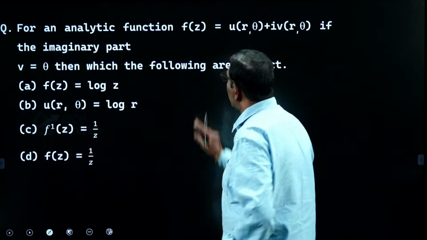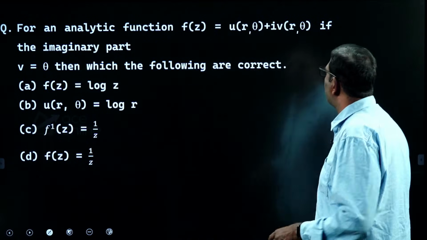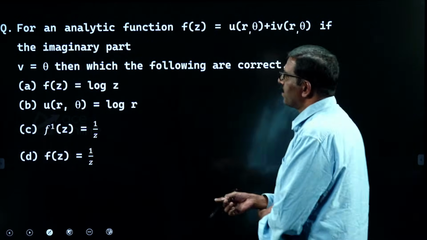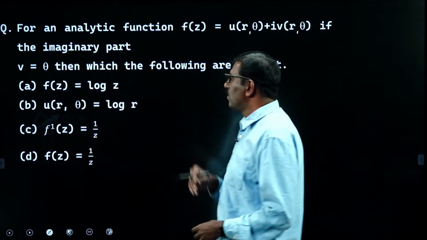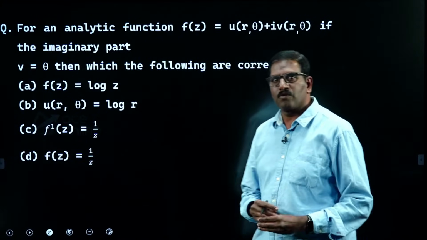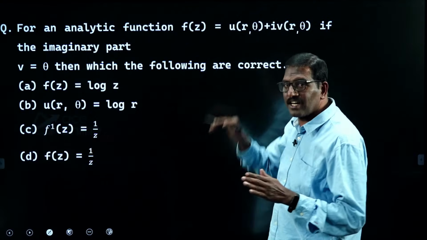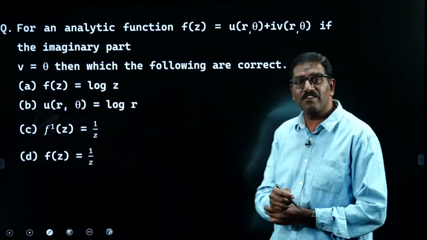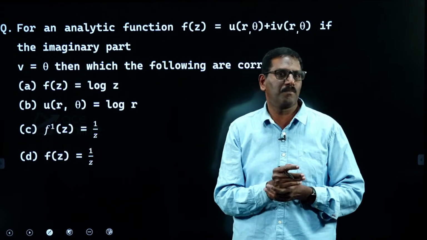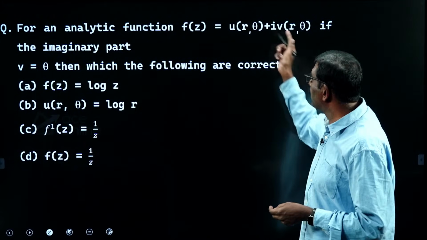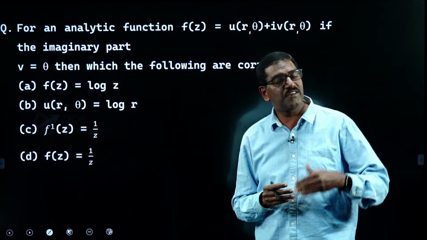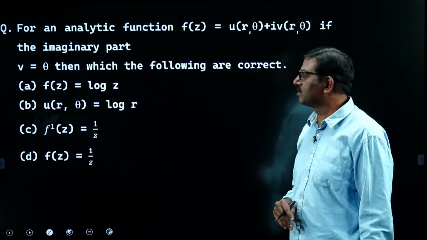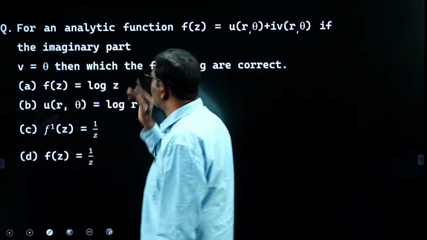For an analytic function f of z equal to u of r comma theta plus i into v of r comma theta, the imaginary part is given. Which of the following is correct? The function is analytic, and u of r theta plus i v of r theta means this is a function in polar form, not in Cartesian form. Here the coordinates are polar coordinates. So, verify from the options.